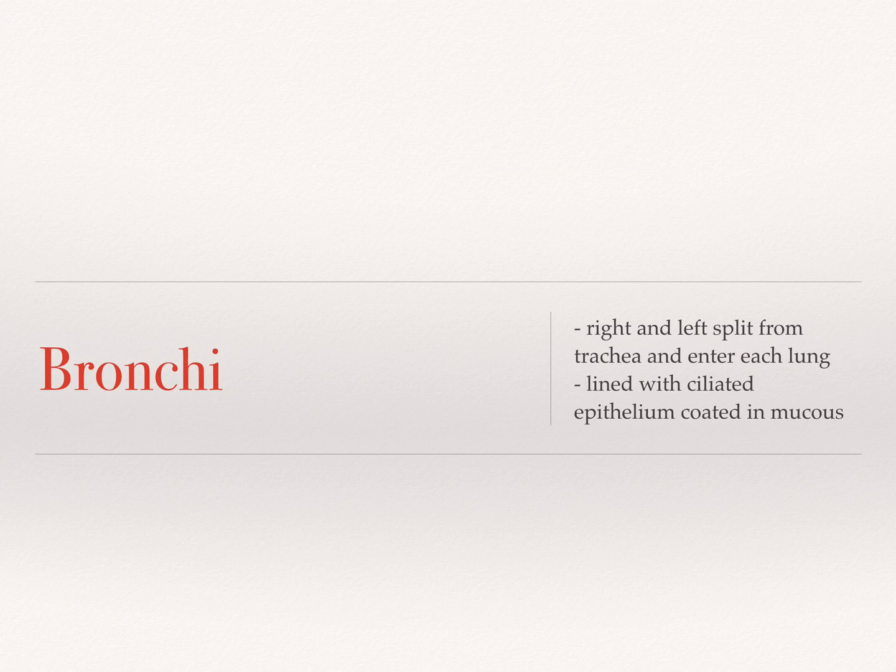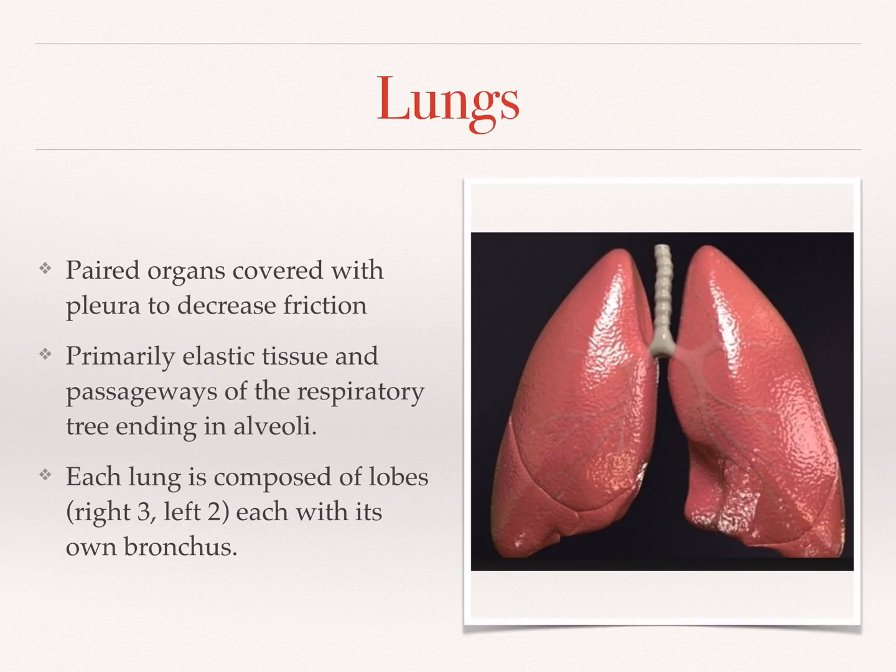Moving from the trachea, you have the bronchi. Bronchi is plural for bronchus. You have a right and left bronchus, and they split off the trachea and then enter each lung. That's how air gets into the lungs. And it's lined with ciliated epithelium, coated with mucus also. And here's a picture where you can see the trachea. You can see both bronchi moving into the lungs, and you can see they split up and branch off as they move into the lungs.